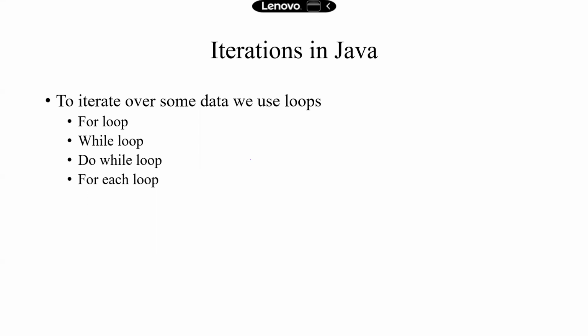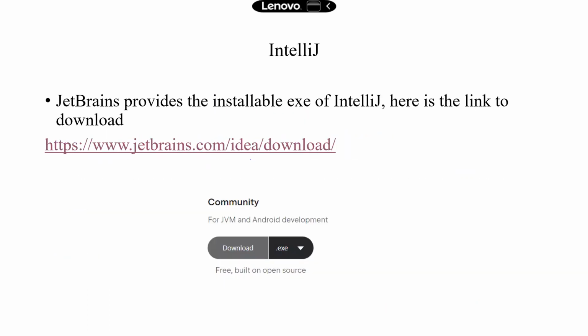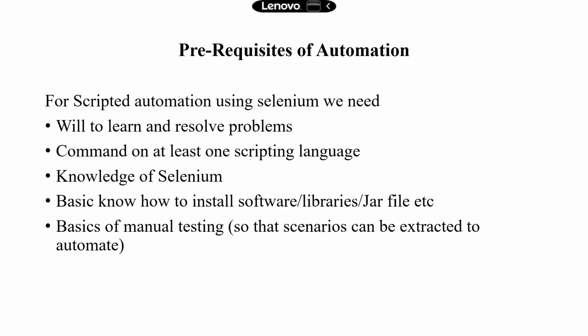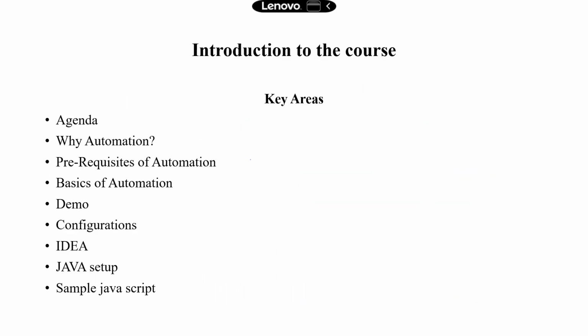Talking about what we have covered today from the start, we talked about why we are going to learn this. I'm just giving you a quick overview of the achievements, to see whether we have met the key areas of today's session or not. First of all, we discussed why we are going to do automation. Then we learned about the prerequisites of automation, then the basics of automation. Then we did a demo, did the configurations, and then we ultimately wrote some Java code. So the key areas for today have already been accomplished.